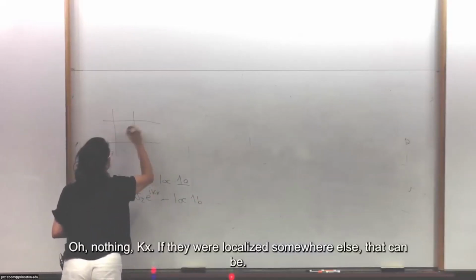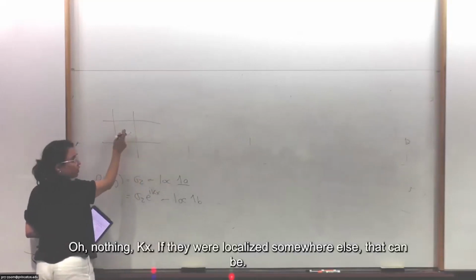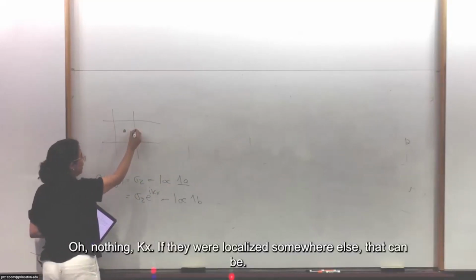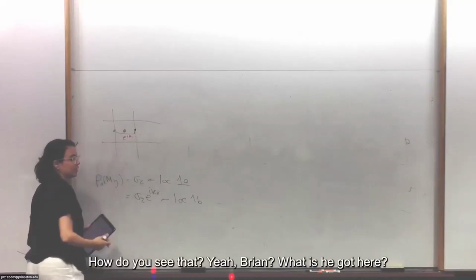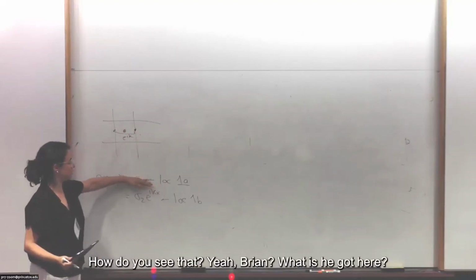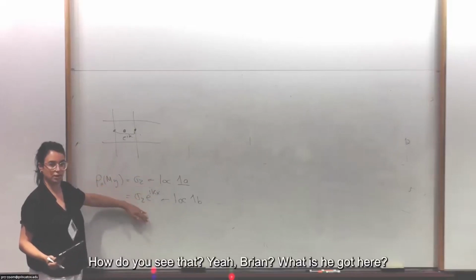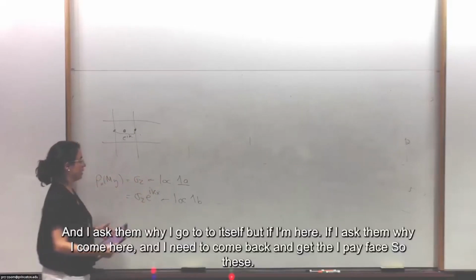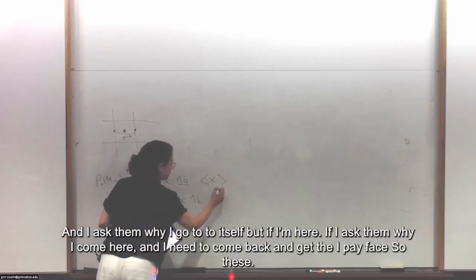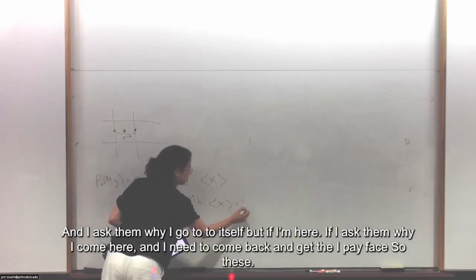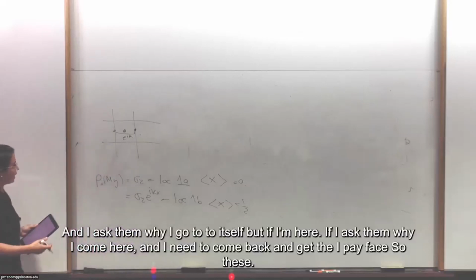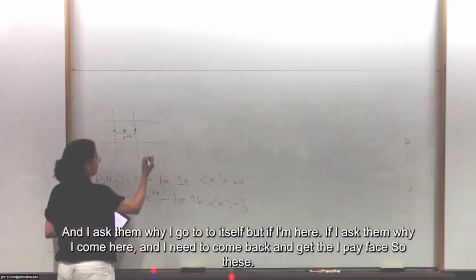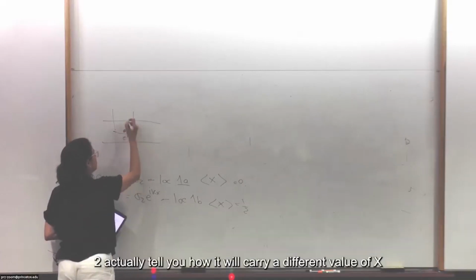Again, drawing the lattice. If I'm here and I act with the mirror, I go to myself. But if I'm here, if I act with the mirror, I come here and I need to come back and get the ik phase. So these two actually tell you how the states are localized in different positions. They will carry a different value of k. Now, these two states, so there's two states, not just one, it's this E doublet.